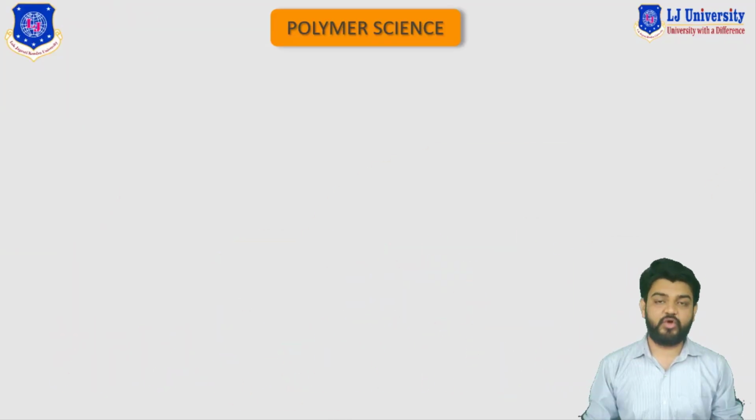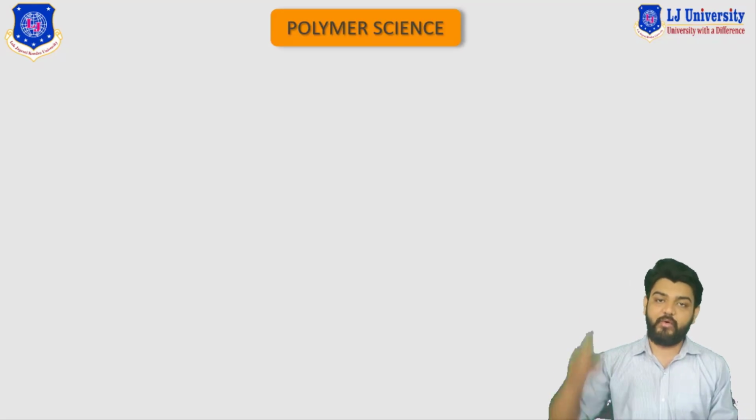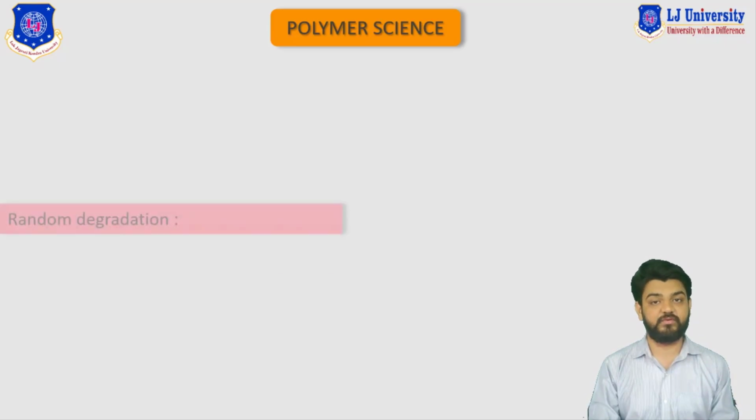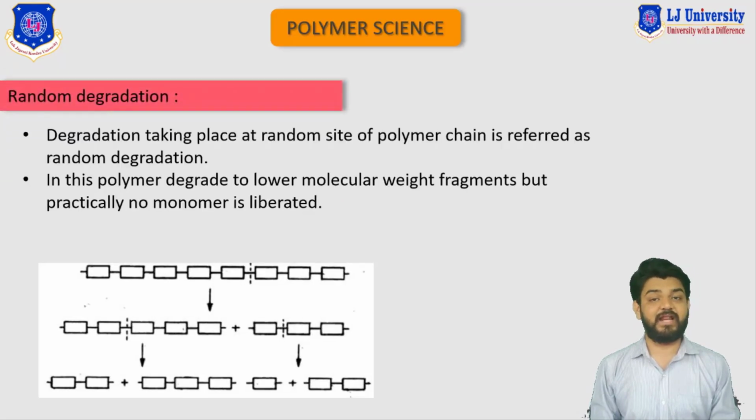In the previous video, we understood random degradation and also saw the chain-end degradation process. If you have missed that video, you can find it in the I button over here. Now, let's continue with random degradation in this video. We have said that random degradation is a process that can take place anywhere in the long chain, right? There is no specific location in the polymer chain where random degradation can take place.